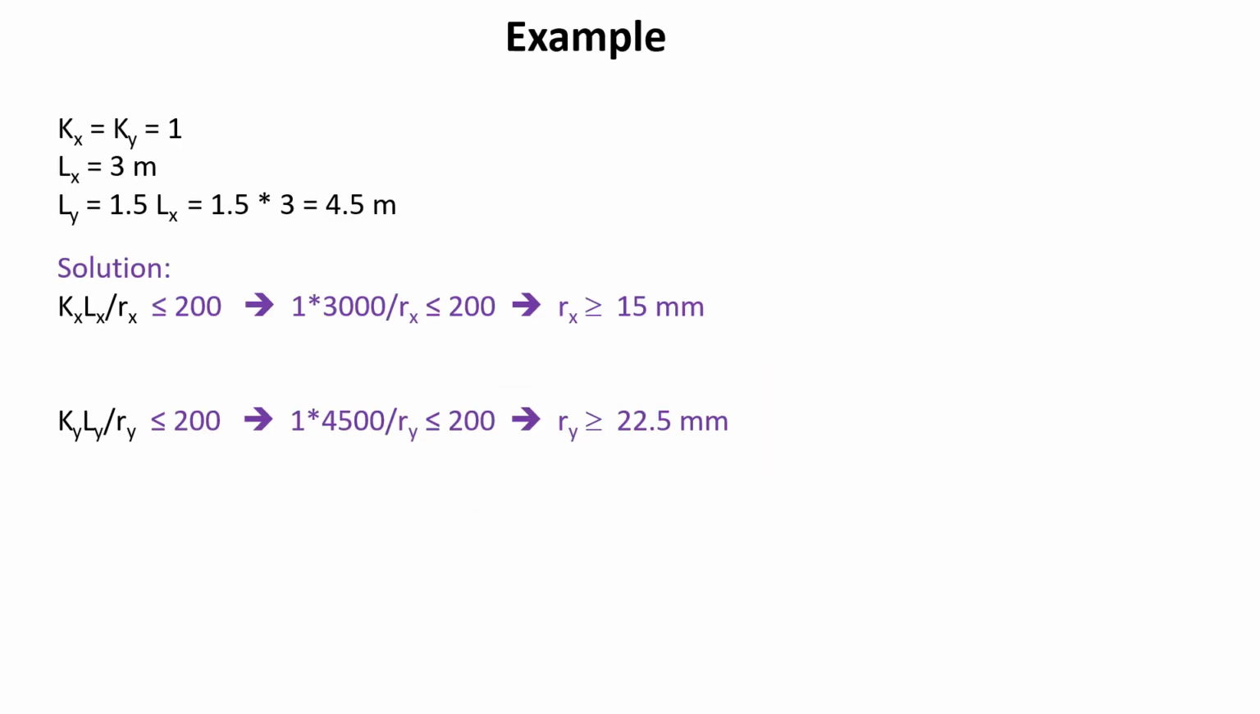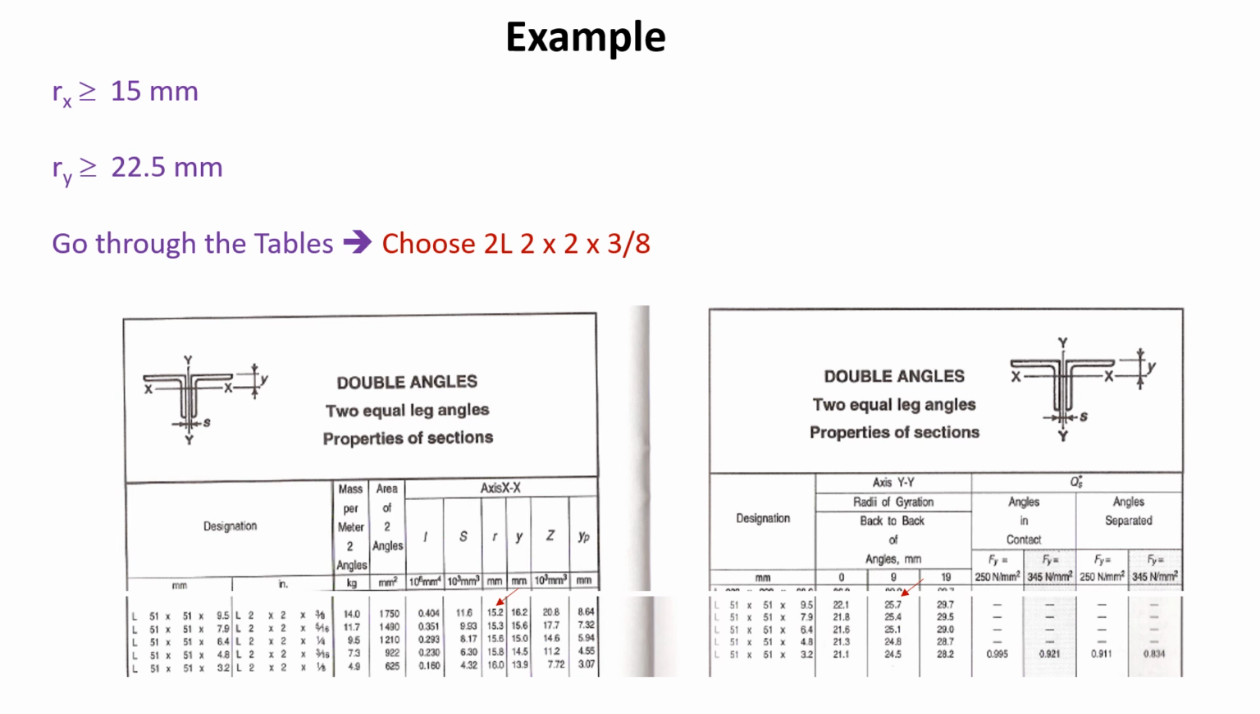Example, so I got Kx Lx over Rx. I have these parameters from the general layout. So I calculated that Rx has to be larger than 50 millimeters and Ry has to be larger than 22.5 millimeters. Now I access the tables, and here you can see I have the value of Rx, and here you can see I have the value of Ry.